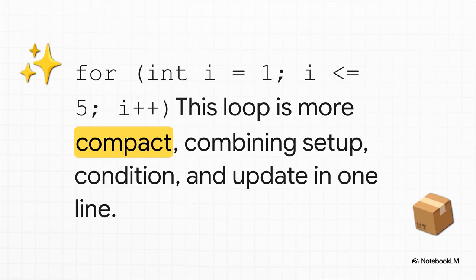Now, a for loop, this guy does the exact same job, but I think it's a little cleaner, a little more elegant. It bundles the 3 essential parts of a loop all onto one line. You've got the setup, where we start i at 1. You've got the condition, keep going as long as i is 5 or less. And you've got the update, add 1 to i after every single trip through the loop. It's all right there, nice and tidy.